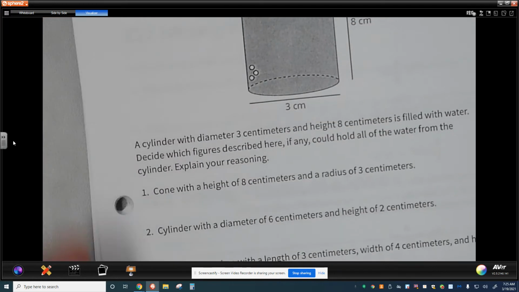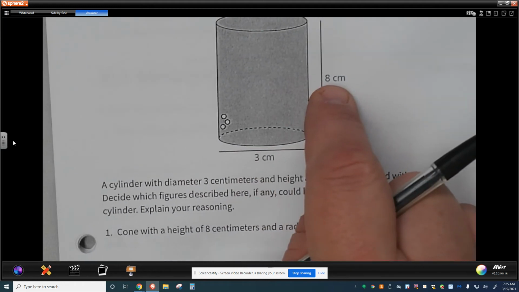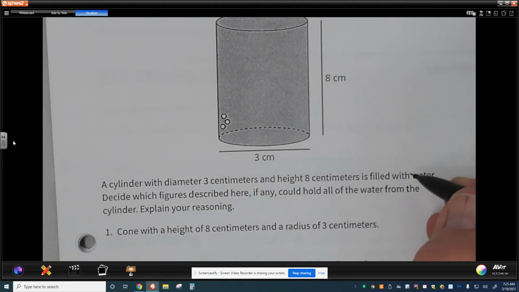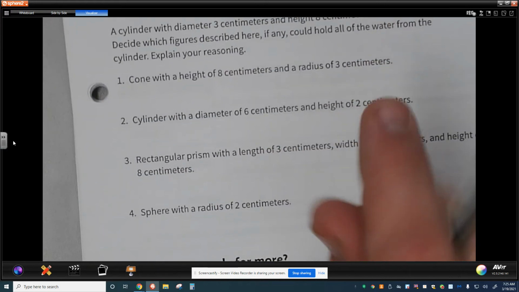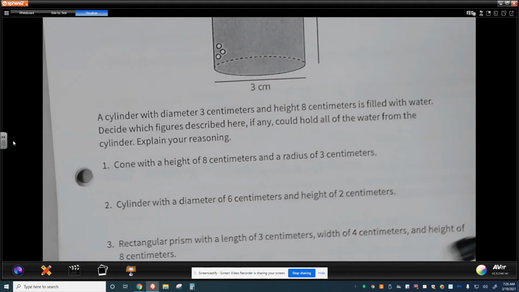Okay, sorry, that took a long time. I told you this was going to be a shorter video. So we're going to skip that next part, 2.3. We'll come right here to the right fit. We have a cylinder with a diameter of 3 centimeters and a height of 8 centimeters. It's filled up with water. We're supposed to figure out which of these 4 figures down here below have the same volume.